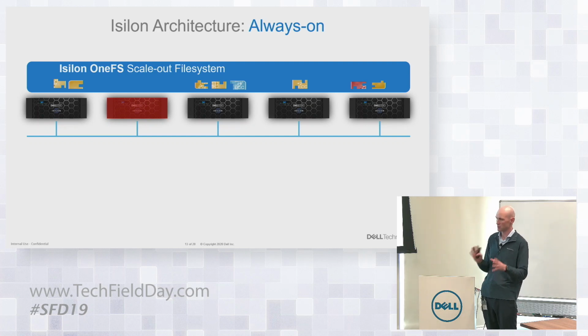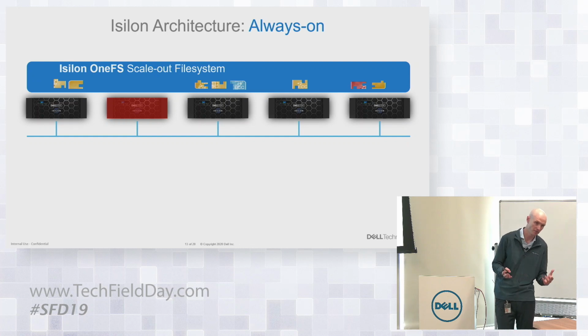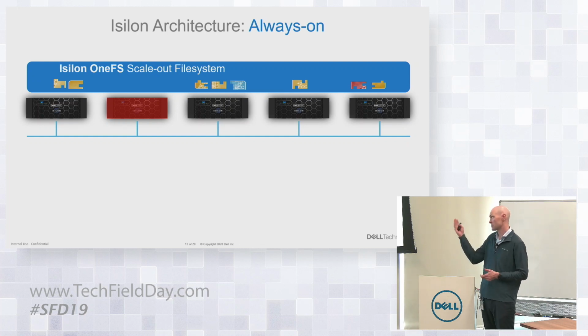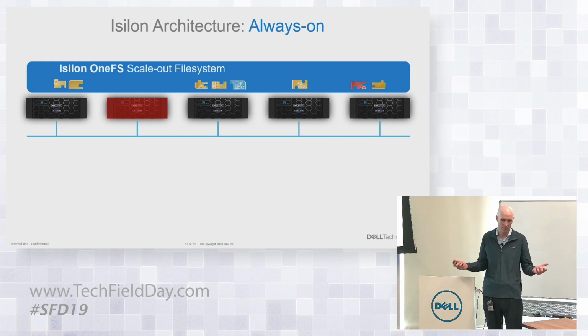Okay, it's great that I can put my data on there fast enough and it's available, but how do I ensure that it's going to be there forever? And with the size that some of these Isilons get to, sometimes people don't back them up, because you can't back up, say, a 40 petabyte cluster. It just doesn't make sense to do that. They might replicate it or whatever.